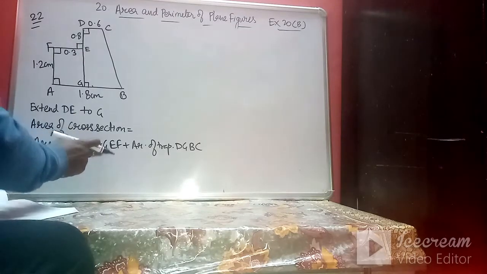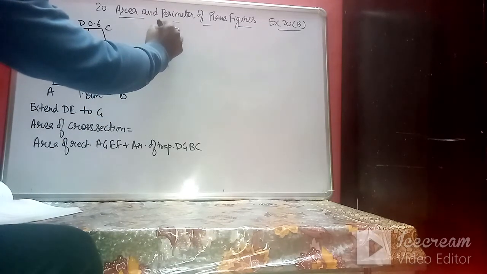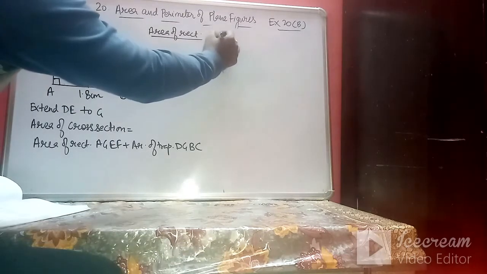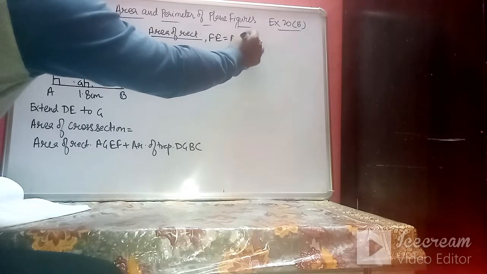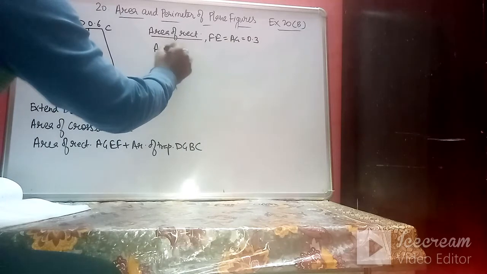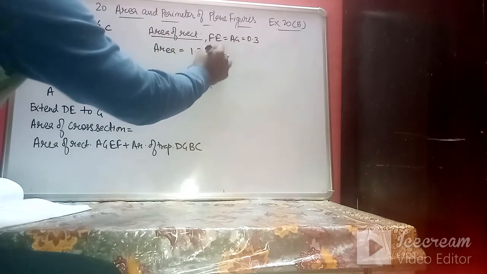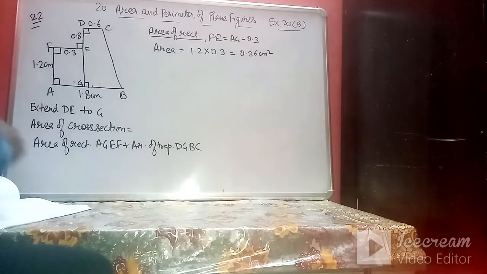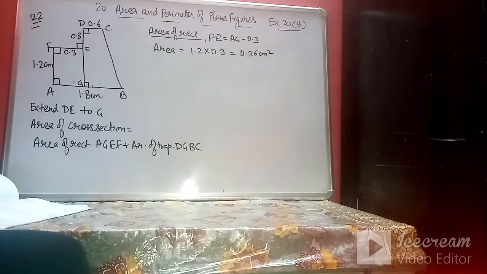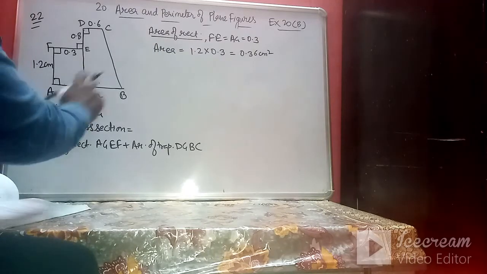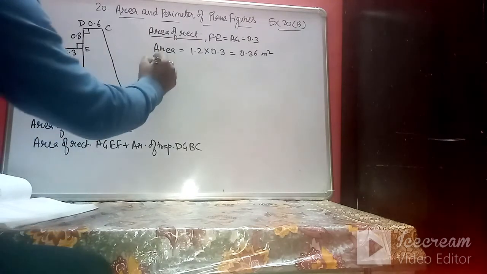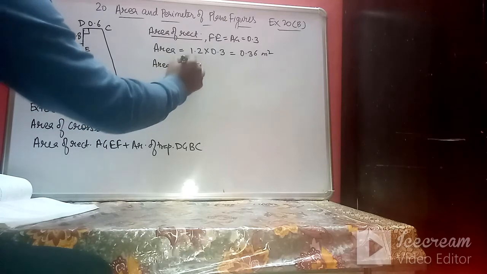So first we will calculate area of rectangle. So for area of rectangle, FE equal to AG equal to 0.3. So area will be equal to 1.2 into 0.3, that is 0.36 centimeter square. So this is the area of rectangle. Now we will calculate area of trapezium.